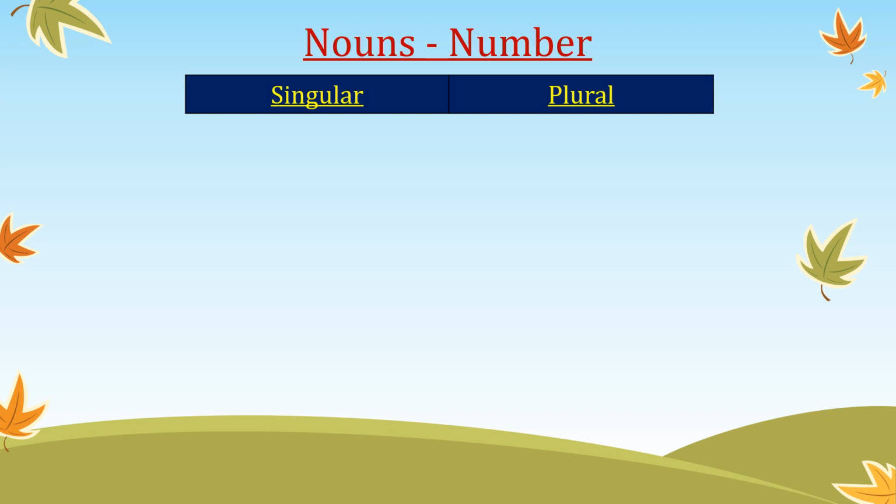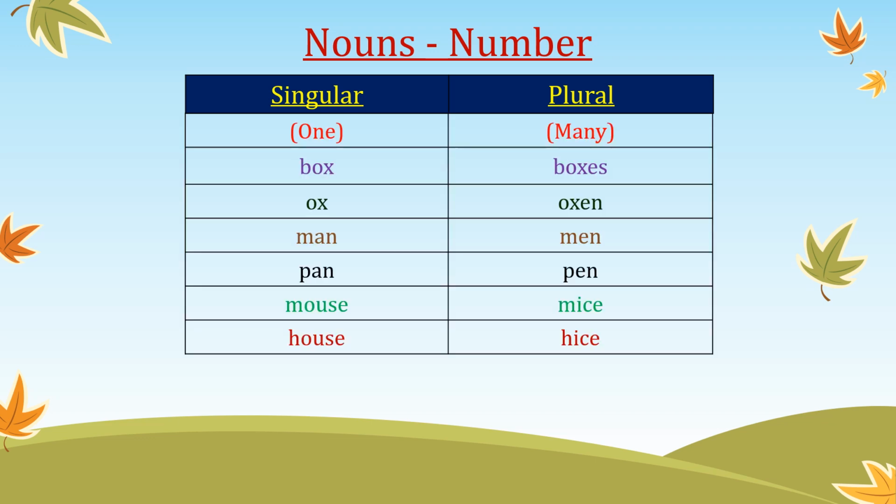And in the same way, I have many more examples here. Let us have a look. One box is a box and many are known as boxes. One ox is an ox and many oxen. One man is called a man and many are known as men.